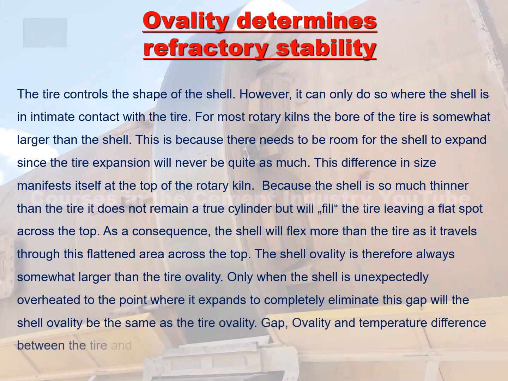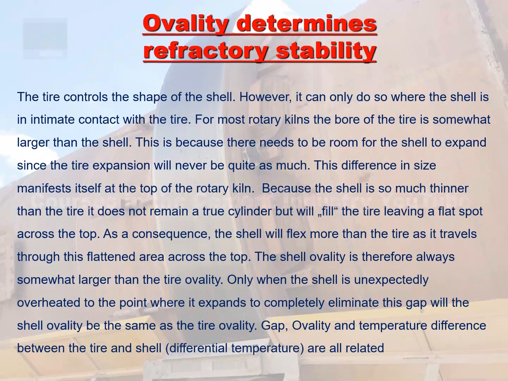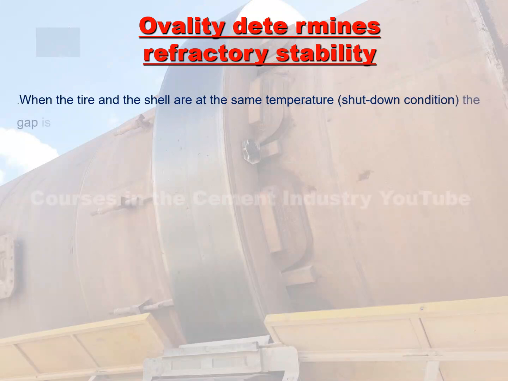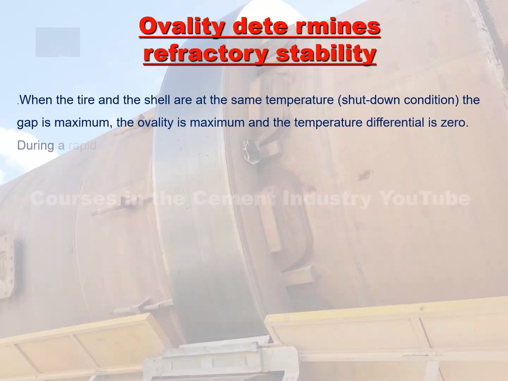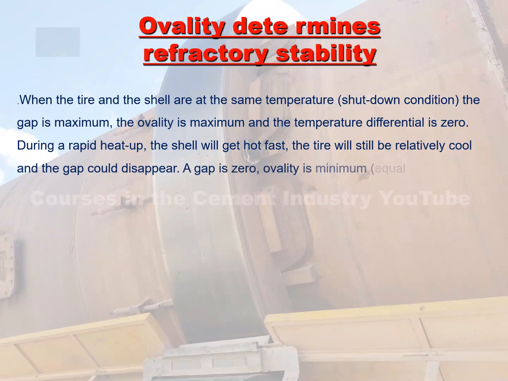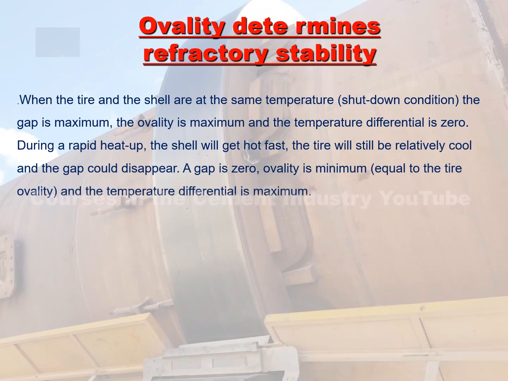Gap, ovality, and temperature difference between the tire and shell, differential temperature, are all related. When the tire and the shell are at the same temperature, shutdown condition, the gap is maximum, the ovality is maximum, and the temperature differential is zero. During a rapid heat up, the shell will get hot fast, the tire will still be relatively cool, and the gap could disappear. The gap is zero, ovality is minimum, equal to the tire ovality, and the temperature differential is maximum.